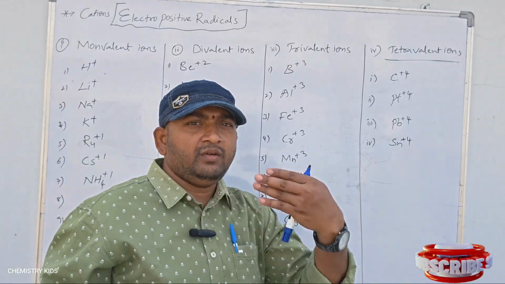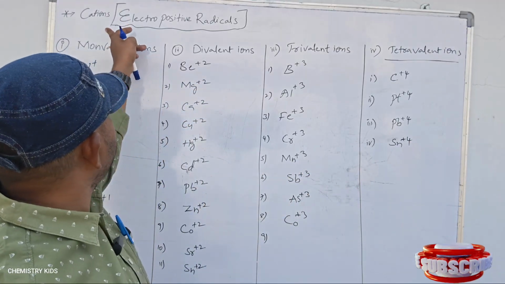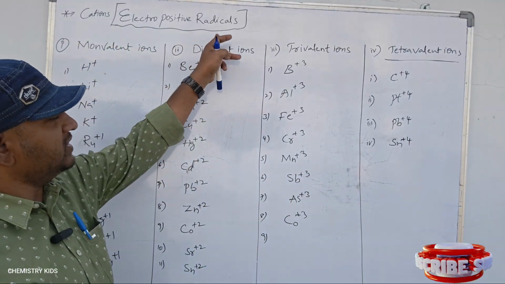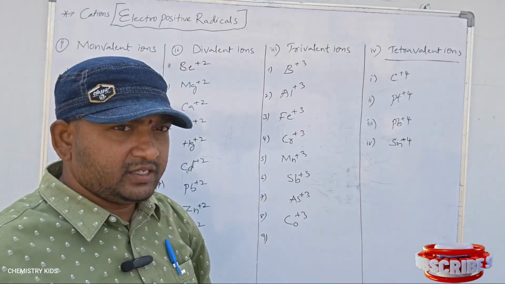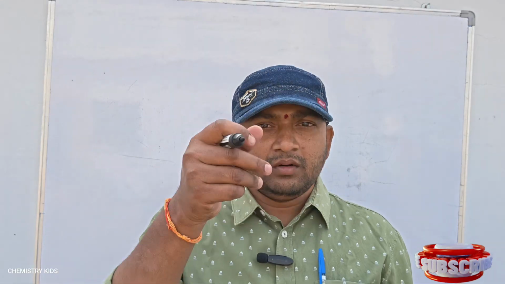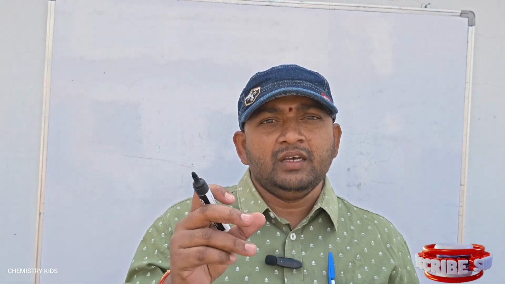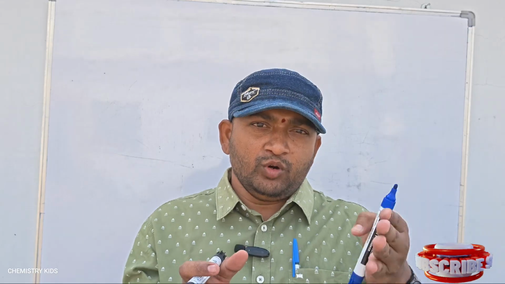Then we are discussing again the second type. Now we are discussing cation, that is the electropositive radicals, right? And then we are discussing electronegative radicals, right? Now the second type, anion. In this anion also, again we are discussing the monovalent, divalent, trivalent and tetravalent.